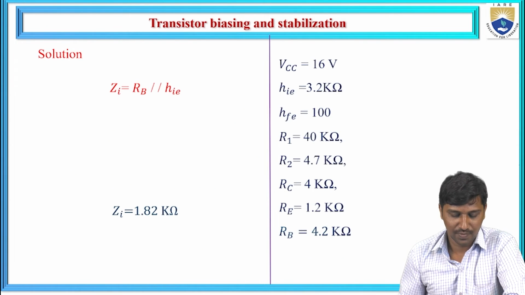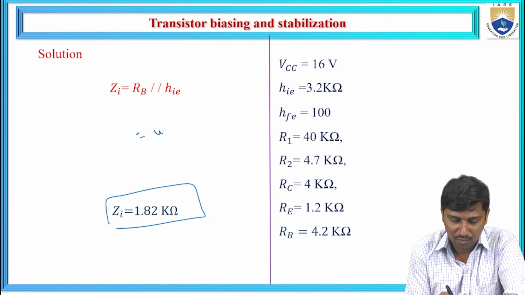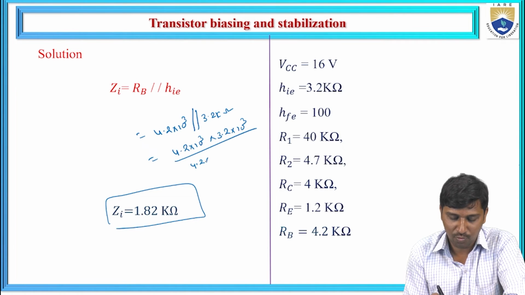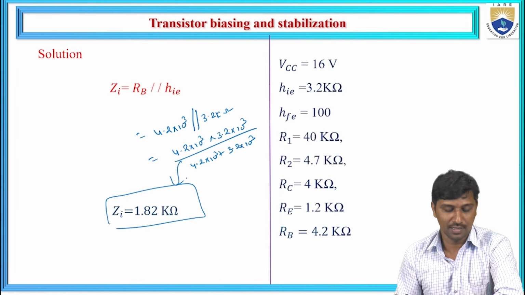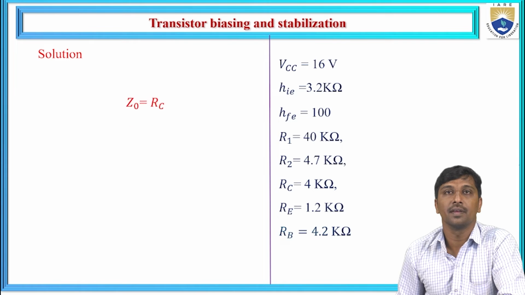So that Zi is, you can substitute the RB value, 4.2 kilo ohms in parallel with 3.2 kilo ohms, that is (4.2 into 10 power 3 into 3.2 into 10 power 3) divided by (4.2 into 10 power 3 plus 3.2 into 10 power 3). When you solve this ratio, it gives that the Zi value is 1.82 kilo ohms.